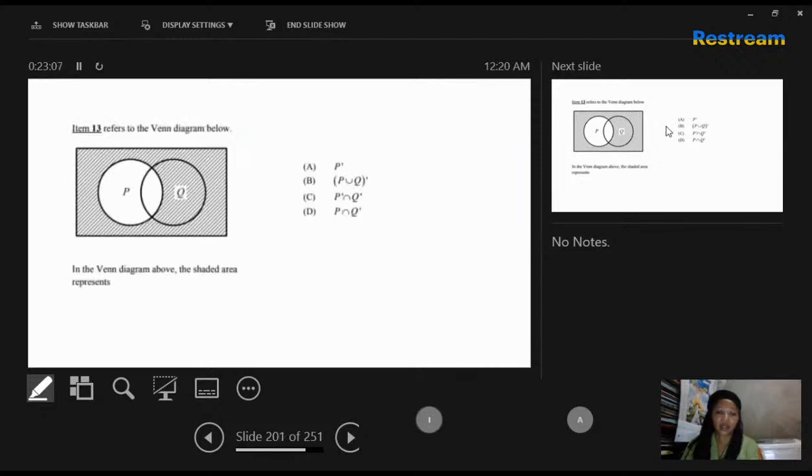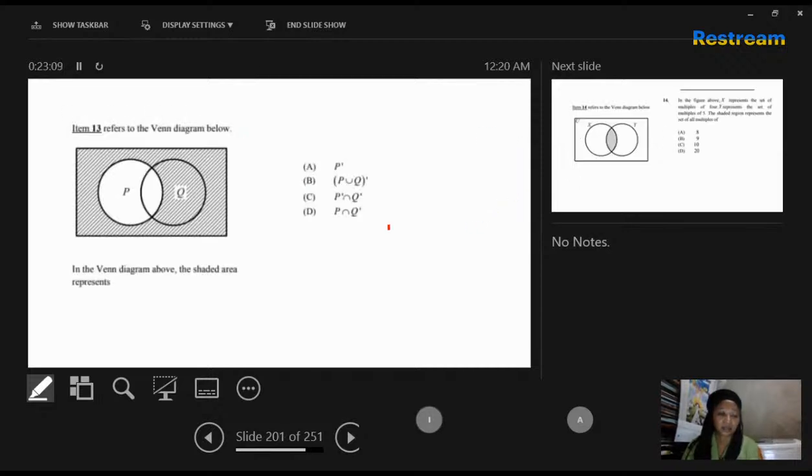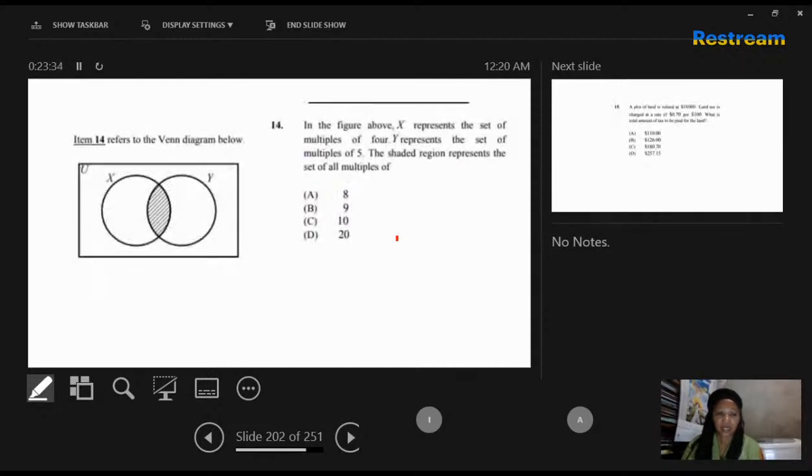Yes. All right, Asa. Number 13. In the Venn diagram above, the shaded area represents what's not in P, so P complement, which is A. So if this is P, what's outside here is what's not in P. So that's P complement.